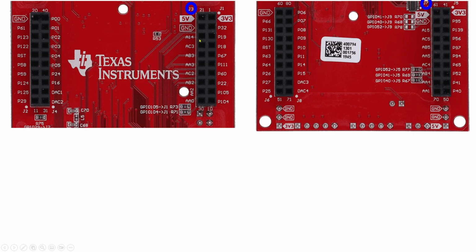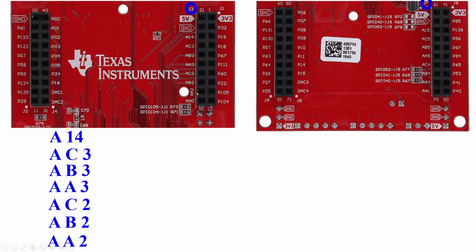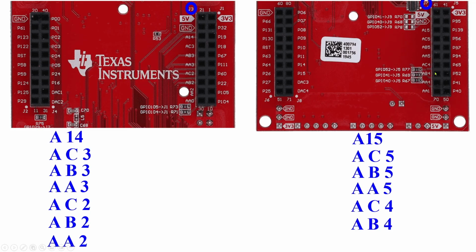Near J3, we can see ADC channels such as A14, AC3, AB3, AA3, AC2, AB2, and AA2. Similarly, near J7, we can see another set of ADC channels such as A15, AC5, AB5, AA5, AC4, AB4, and AA4. So while doing the hardware connection, we should note the exact ADC pin used on the LaunchPad. The same channel name must be selected in Simulink. Otherwise, the ADC block will read a different input.